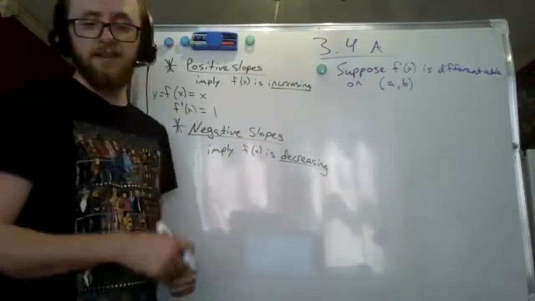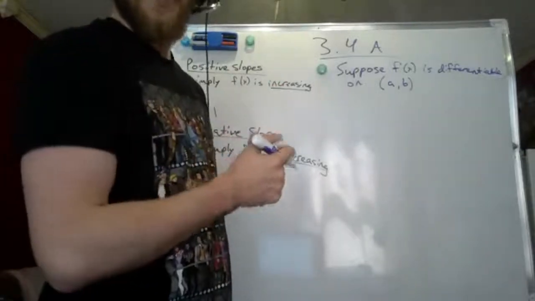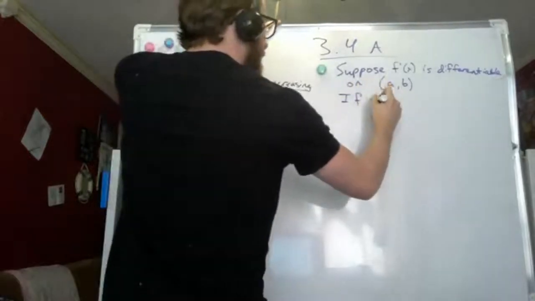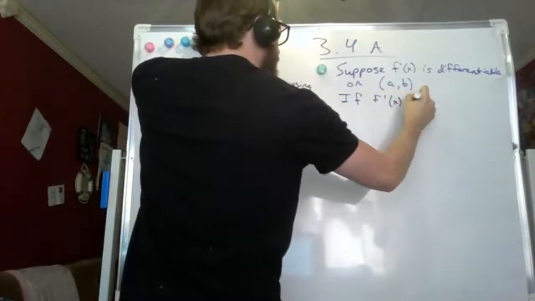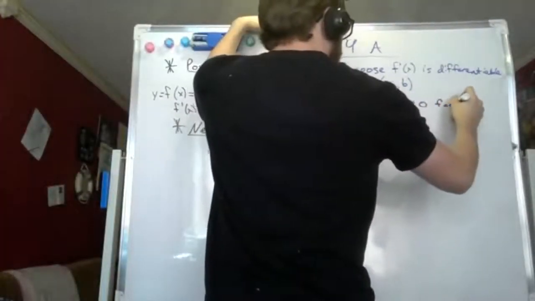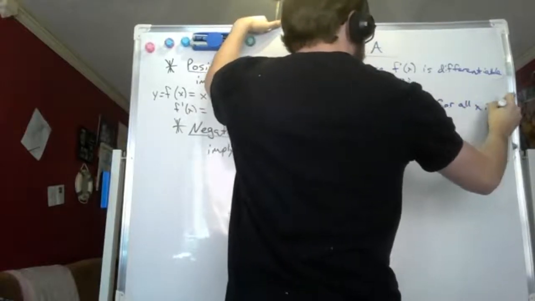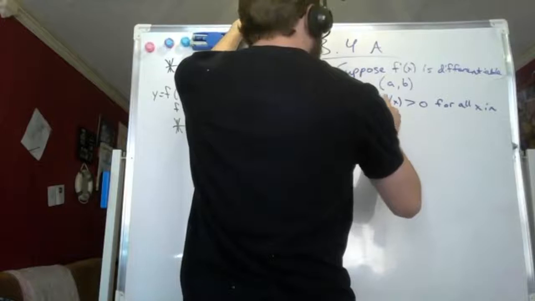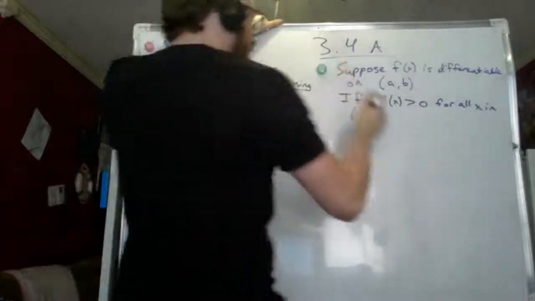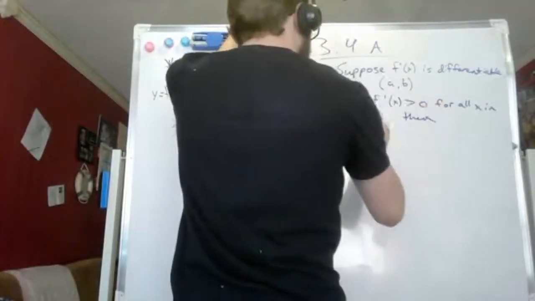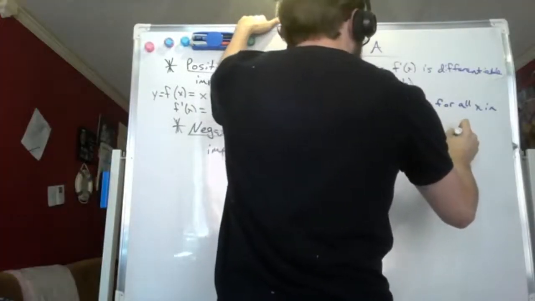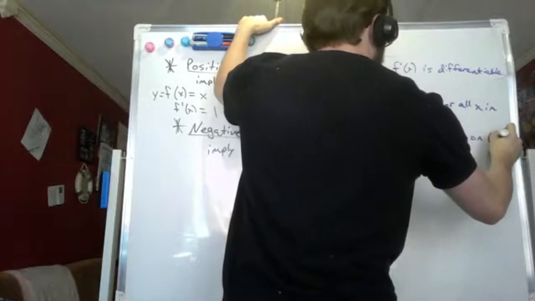So assuming we can take the derivative, if f prime of x is greater than 0, in other words, it's positive, for all x in (a, b). So for any x you pick in an interval, if it's greater than 0, if it's positive, then f of x is increasing on the interval (a, b).